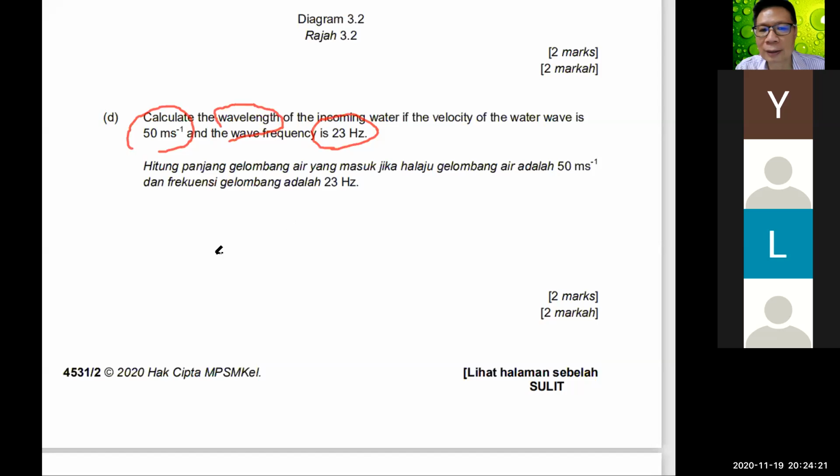V equals F lambda. Yes, correct. Okay, so use this formula, very simple. To find lambda, use V equal to F lambda. Okay, do it now, everyone. V is 50, frequency 23. So you find lambda, that's all.